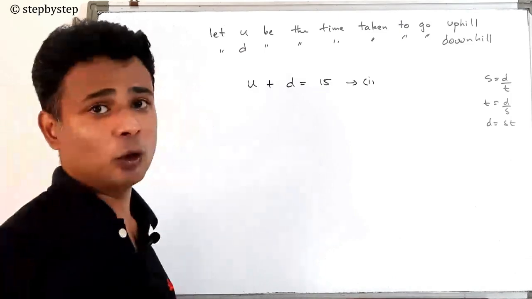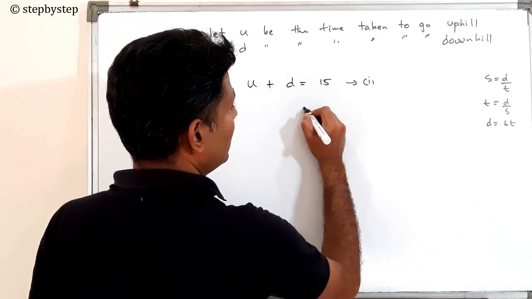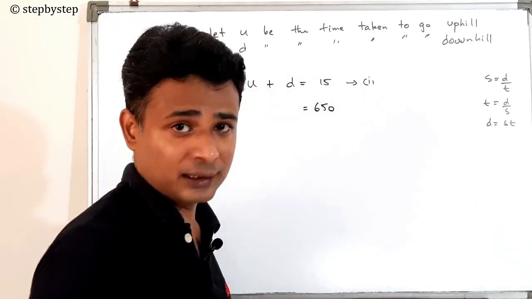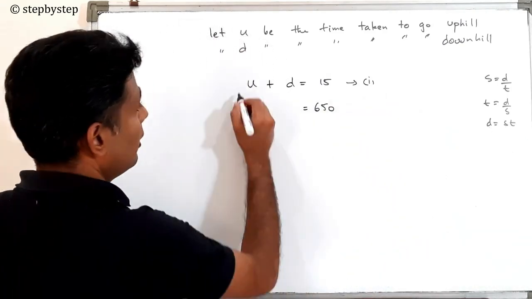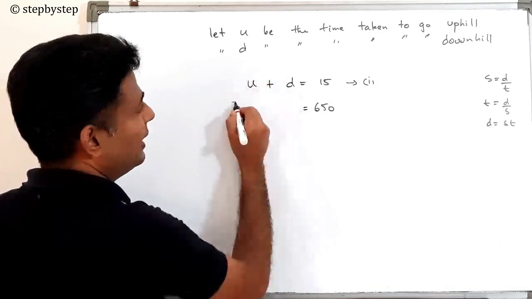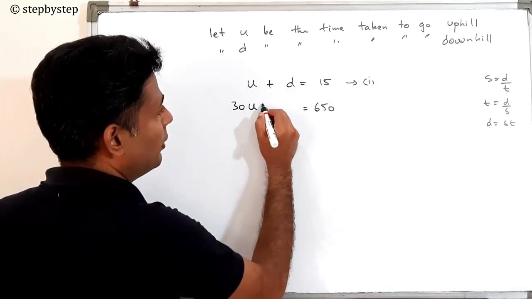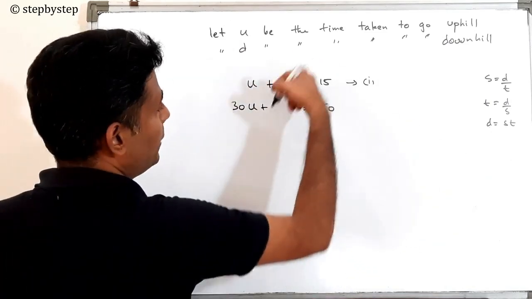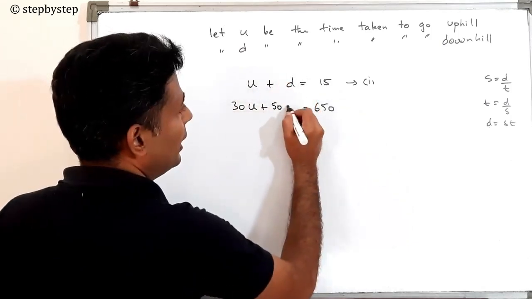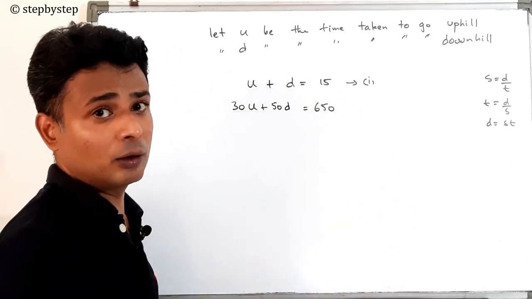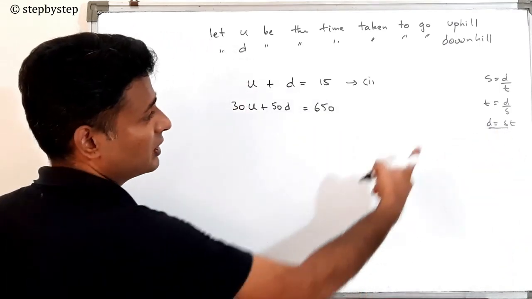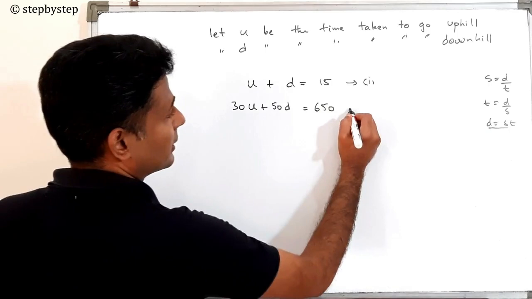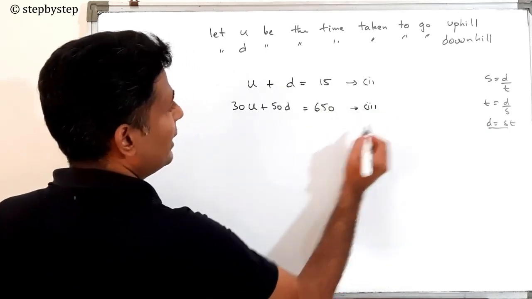Then they have given us total distance is 650 kilometers. How much is distance? S into T. That is speed going uphill is 30 into U, time taken to go uphill, plus speed coming downhill is 50 into D, time taken to go downhill. So we are using this formula because they have given us total distance. This is our second equation.